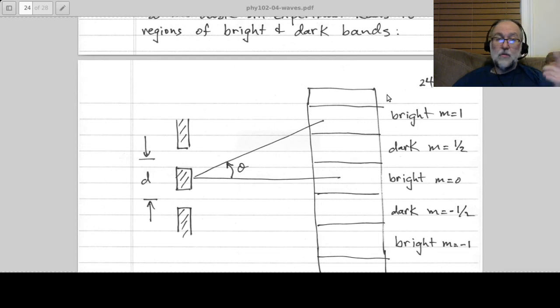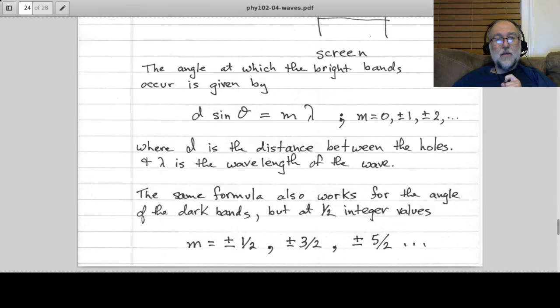The next one, which will be dark, will be 3 halves, and so on. So the half integer ones are going to be the dark bands, and the integer ones are going to be the bright bands. There's a formula for this, and here it is.